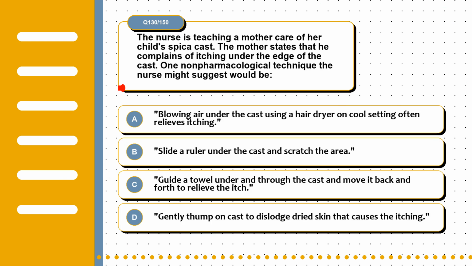Question 130. The nurse is teaching a mother care of her child's spica cast. The mother states that he complains of itching under the edge of the cast. One non-pharmacological technique the nurse might suggest would be, here are the options. Option A, blowing air under the cast using a hairdryer on cool setting often relieves itching. Option B, slide a ruler under the cast and scratch the area. Option C, guide a towel under and through the cast and move it back and forth to relieve the itch. Option D, gently thump on cast to dislodge dried skin that causes the itching.